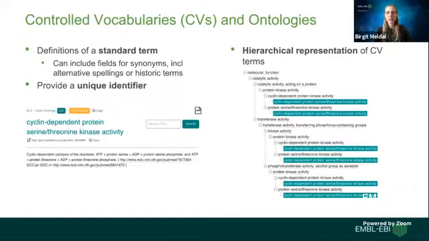So this hierarchical structure for terms allows us to do two things. A, we can annotate any molecular entity, such as proteins or genes, with the most specific or granular term that's available or that we experimentally know of. But we can also search data by using any level in the ontology to find all protein kinases or all cyclin-dependent protein serine threonine kinases. Next, please.